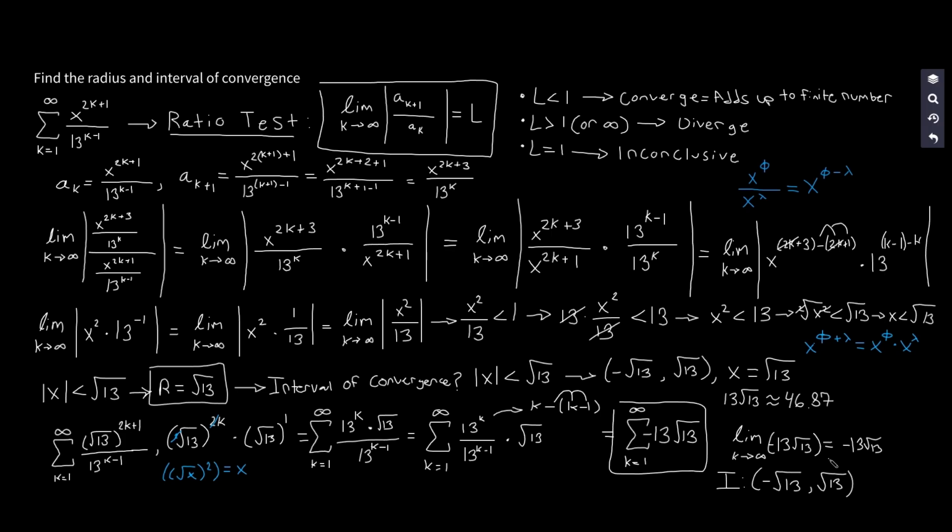Therefore, everything sandwiched between these two values, not including these values, is going to be a safe zone for convergence for this series. So this is the interval of convergence, and that's how you solve that. In short, the radius of convergence is root 13. The interval of convergence is negative root 13 to root 13, the values between those, not including those.